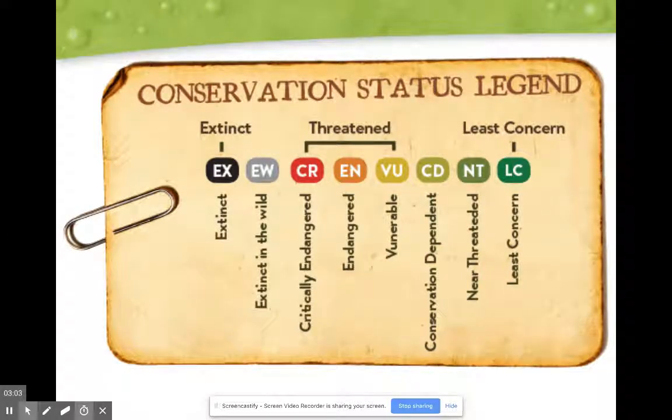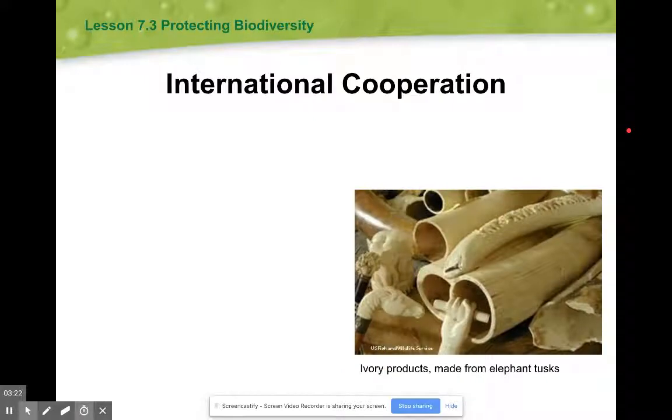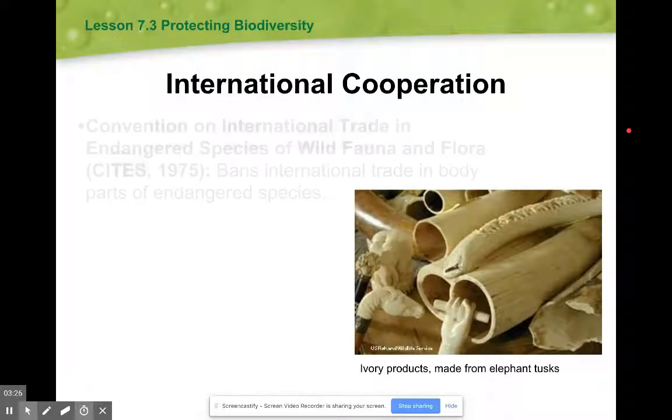And what they'll do is they'll kind of move them either to the left or to the right. And hopefully with the Endangered Species Act, you can move more towards the right. In this picture, if you're going to the left, you're getting closer and closer to extinct. So the whole goal is to remove these organisms, these plants and animals, from threatened and get them to the least concerned. So like I mentioned, internationally as well, there's some laws, countries working together.